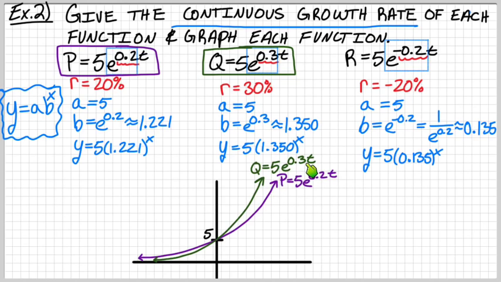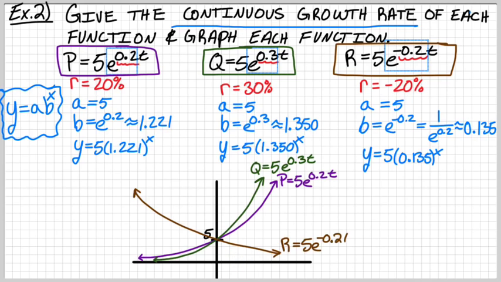Go ahead and label these too. So Q, a little bit bigger b value, and I had to calculate that to know that. So it's a little steeper than P. And then R, that's my exponential decay. So that's going to start over here and decay. But it's still going to go through 5 on the y-intercept. So R, that's going to be in like the brownish orangish color there. That's exponential decay. I'm just making a rough sketch here. That's my graph for R.